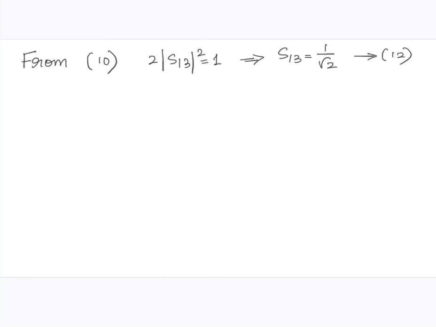10 and 11, directly we can write, that is from 10. So 10 is equal to S13 square plus S13, which can be written as 2 into S13 square is equal to 1. So from this we can write S13 is equal to 1 by root 2. And similarly from 11, 2 into S14 square is equal to 1, so S14 is equal to 1 by root 2.